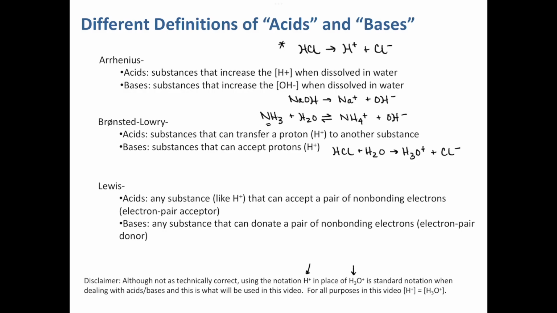An even more general definition of acids and bases is Lewis acids and bases, where a Lewis acid is going to be a substance that can accept a pair of non-bonding electrons, an electron pair acceptor, and bases are substances that are electron pair donors.